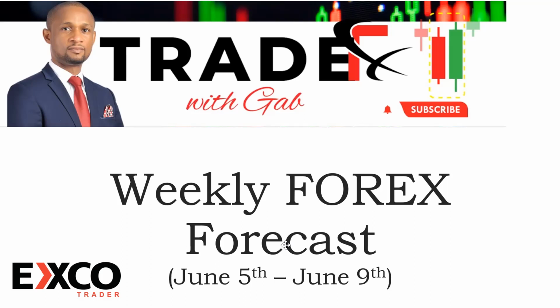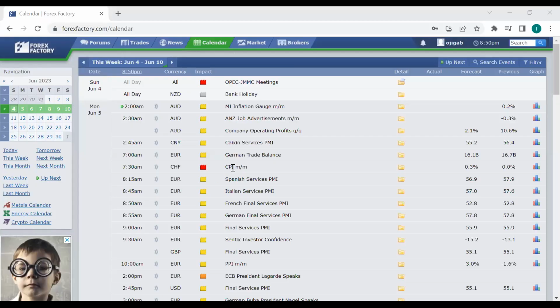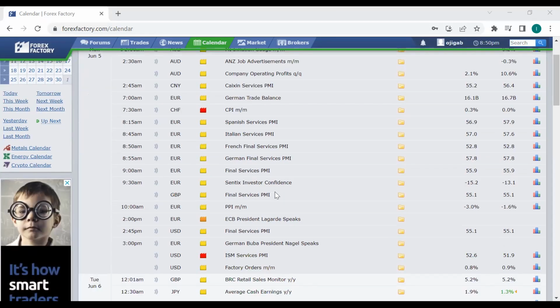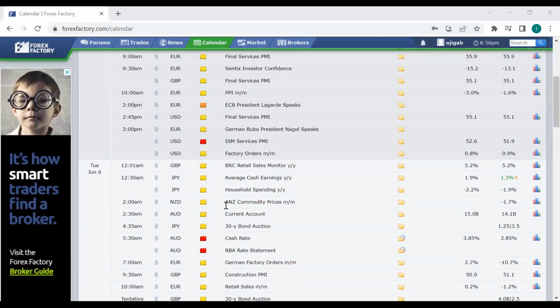As always, we would like to start by checking out the economic calendar for the week. And pretty much on Monday, we have a clean run, except on CHF Swiss franc, where we'll see the CPI data coming out, and also ISM services PMI data for the United States dollar.